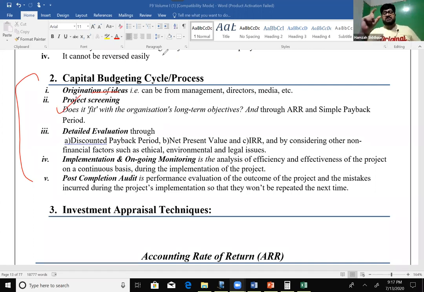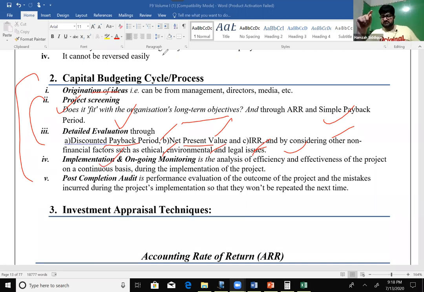And now screening is done. Screening means checking whether this business idea is in line with the organization's overall objectives or not. If it is not, we say, okay, leave it. Then we apply some simple investment appraisal techniques. Then detailed evaluation through detailed investment appraisal techniques, considering other impacts, ethical and legal issues, financial analysis and non-financial impact. Once these two stages are passed and we are satisfied, implementation is done.